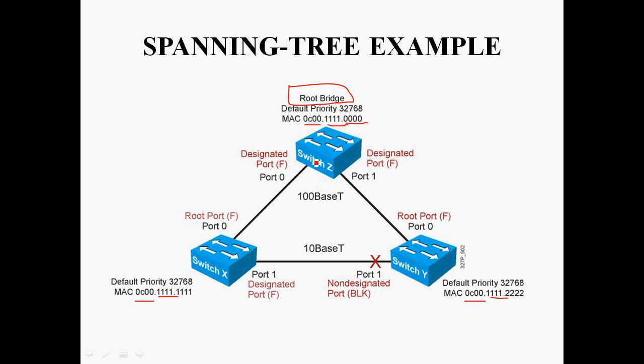If a switch is the root bridge, its connected ports are designated ports. So the switch Z connected ports are designated ports, and switch X is connected to the root bridge, so this port is a root port, and switch Y is connected to the root bridge, so these ports are also root ports. Now we check the designated ports, switch X port 1 and switch Y port 1. Which one should be blocking? Now we compare the switch X MAC address and switch Y MAC address. The switch X MAC address is lower than switch Y's, so this port is the designated port, and the other port is a blocking port.